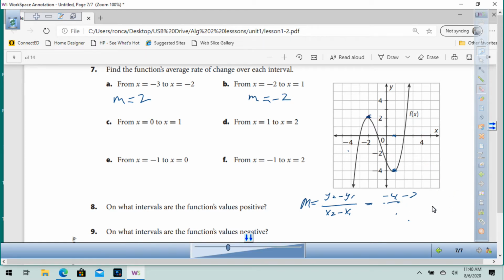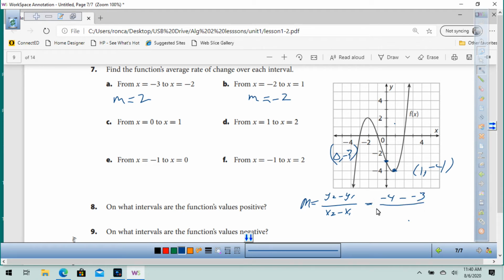All right, our next one. What's our next one? From 0, which is going to be here, to 1. That's 1, negative 4. And this right here is going to be 0, negative 3. So we're going to have negative 4 minus negative 3 over 1 minus 0. That's going to give us negative 1 over 1. So m equals negative 1. So the slope is negative 1.